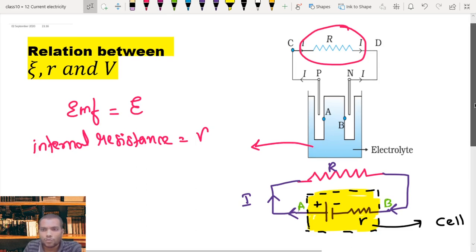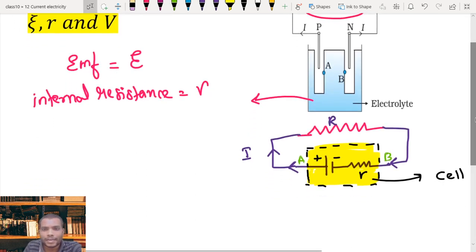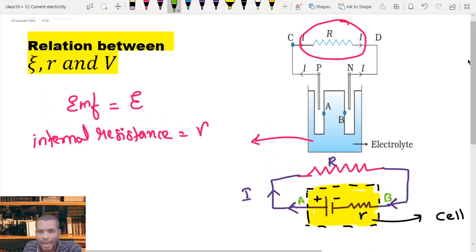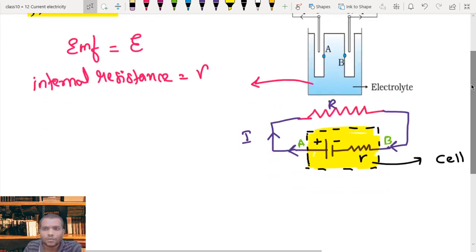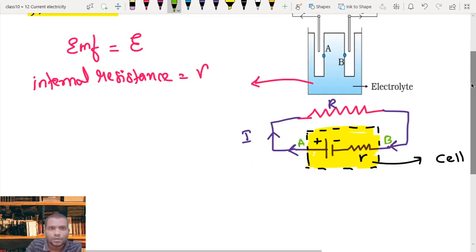So that is the 2 points I considered here, capital A and capital B. So this is the entire circuit diagram for what's shown in the above picture. Now here we define EMF. So EMF is defined as EMF E equal to work done by the cell.